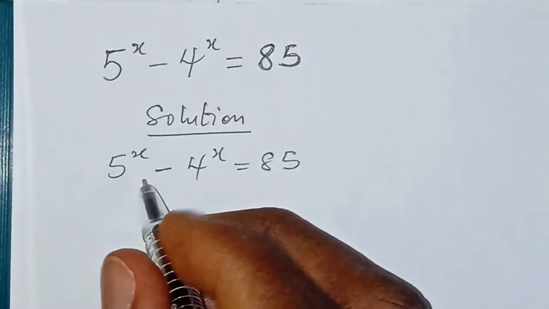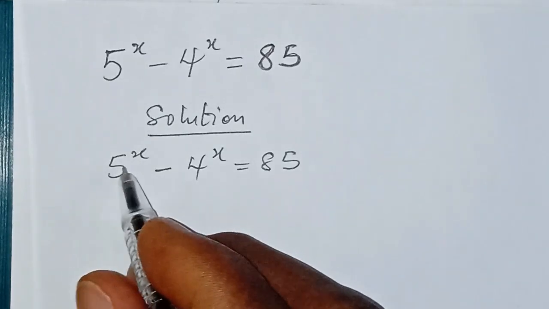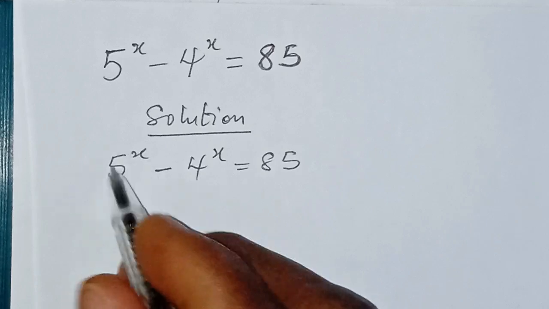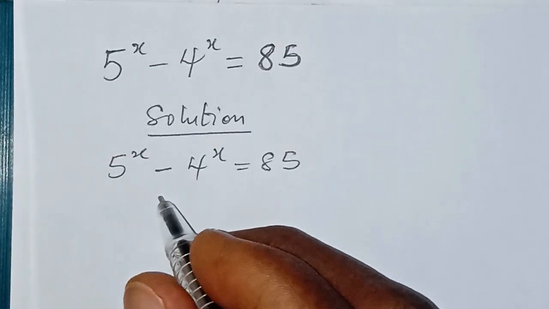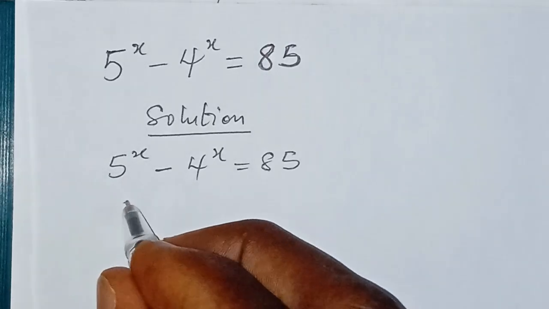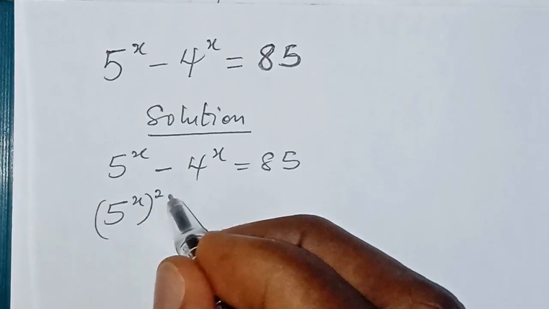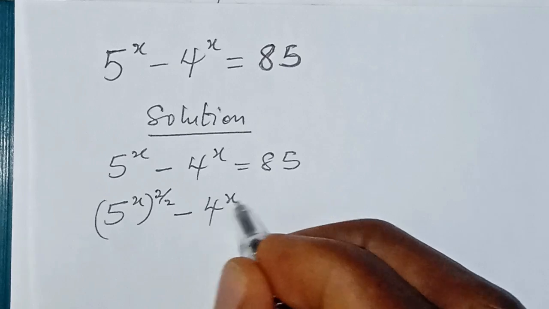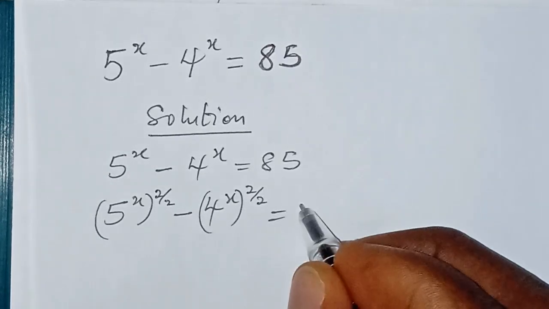So from here, what we need to do next is to raise the power of the left hand side, both 5 raised to the power x and 4 raised to the power x, to exponent 2 over 2, which gives us (5 raised to the power x) raised to the power 2 over 2 minus (4 raised to the power x) raised to the power 2 over 2 equal to 85.